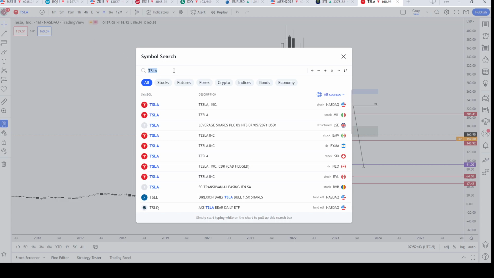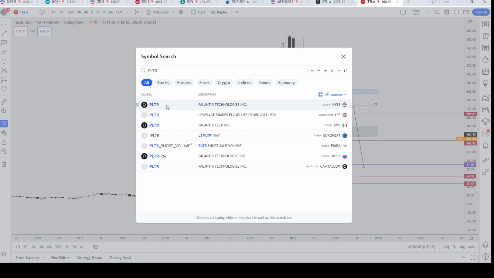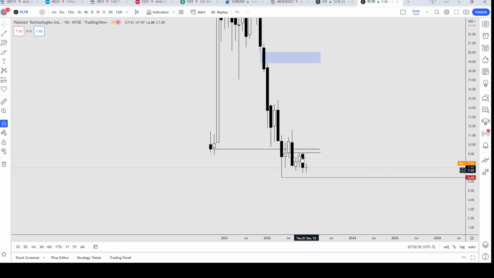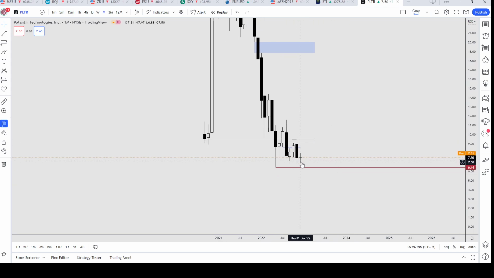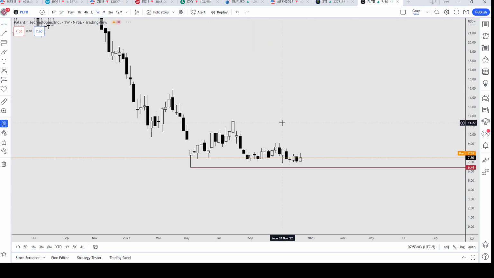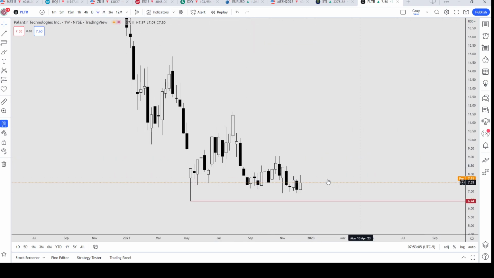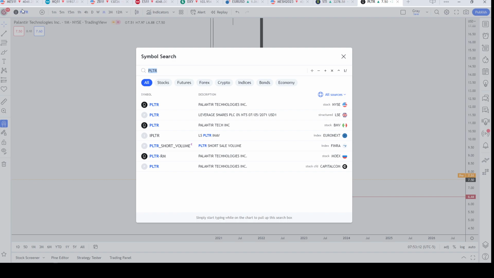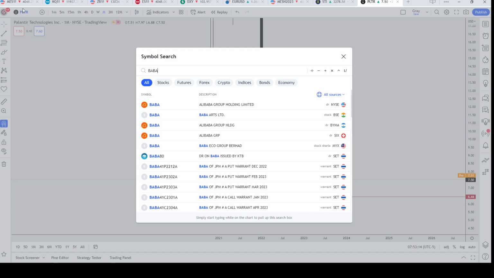Right, moving on, we do have PLTR. PLTR right now is just price discovery to the downside. Unless it sweeps push liquidity, and then after that a market structure shift on the weekly, I don't think there's going to be an upside to this stock. Next we have Alibaba.